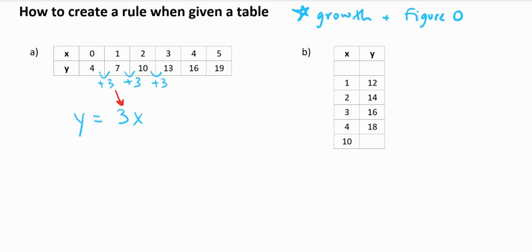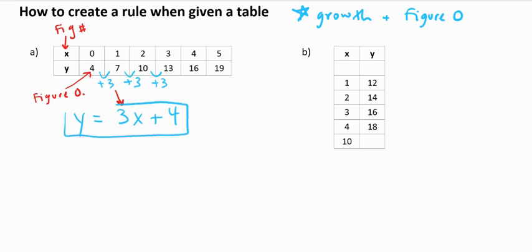And then for figure 0, it is 4 right here. Remember, because the x is the figure number, and then y is how many tiles are in each of those figures. So because it's plus 4, because there's 4 tiles in figure 0 right here, my equation is going to be plus 4. And so that would be my rule.